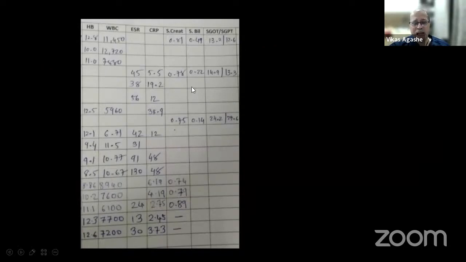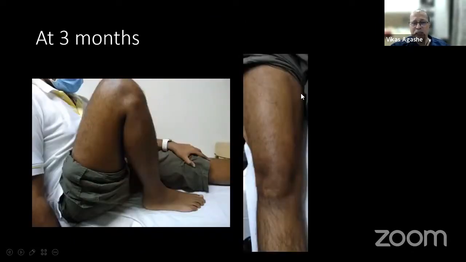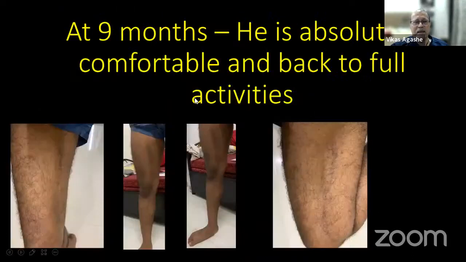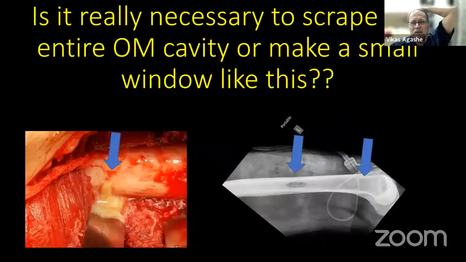I like to keep a chart like this, ask the patient to keep a chart of pain as well as the blood markers, so that at one glance you know whether the patient is improving or not. And this is at 3 months. This is at 9 months, absolutely comfortable. It's almost 1.5 years now and is very, very comfortable. So no surprises now. So that is why, again, I would say that making a small window defeats the purpose of a window. Make a decent window through already weakened cortex and look for those small intracortical abscesses.